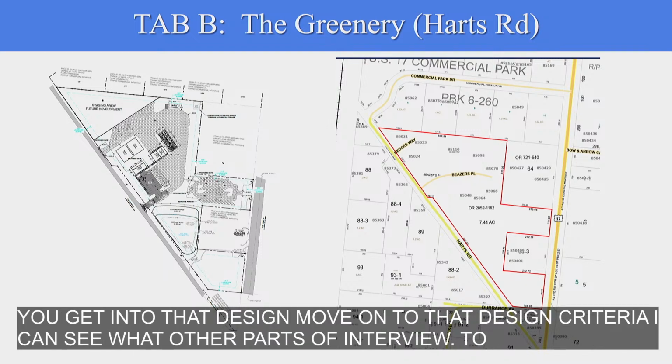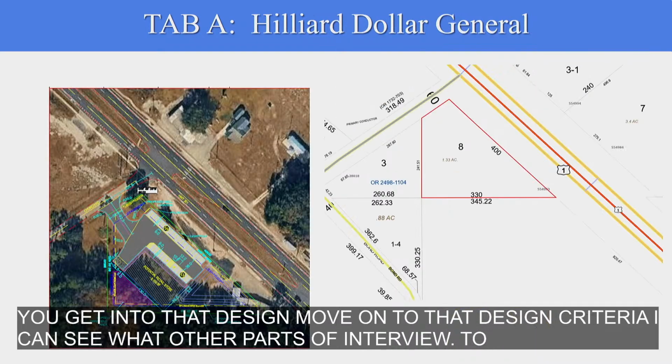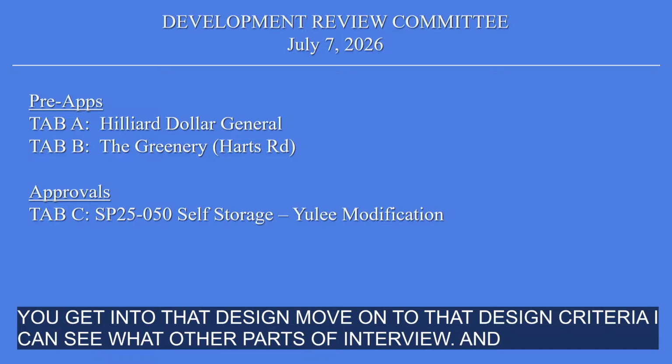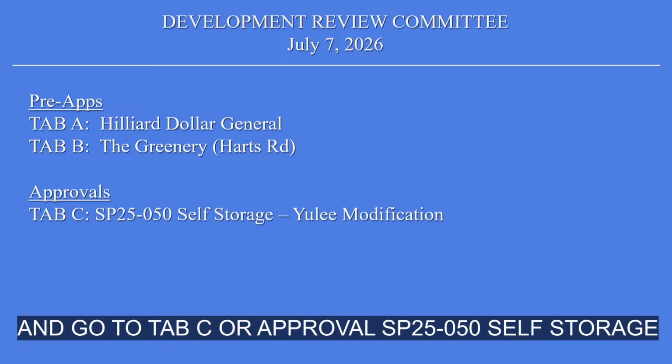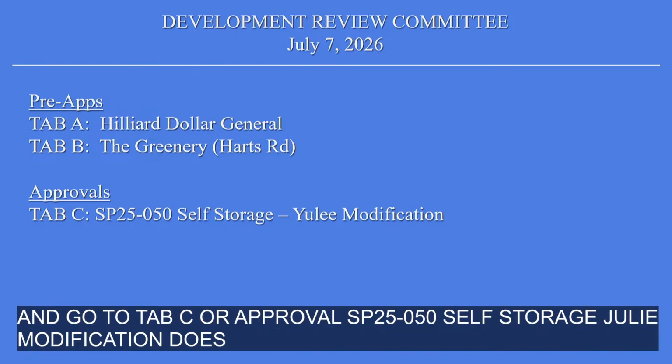You too. Okay, with that, we will conclude tab B and go to tab C, our approval. SP 25-050, self-storage Yulee modification. Does anyone have any comments?